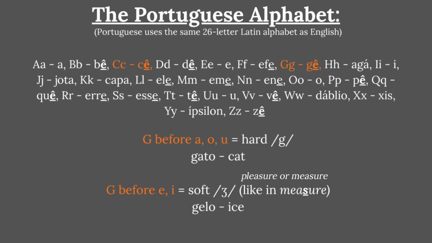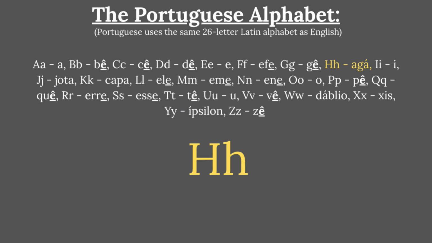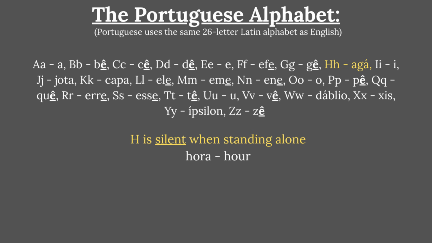Aside from these sounds, the letter H has multiple functions. Typically, the letter is silent when standing alone at the beginning of a word, like in hora. However, its primary function is to act as a modifier, especially when combined with other consonants, like C, L, and N. When combined with these consonants, new sounds are created.